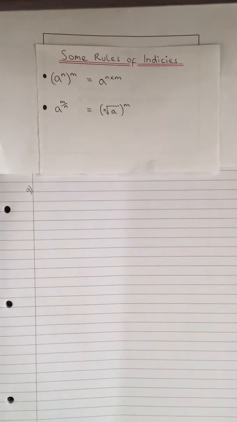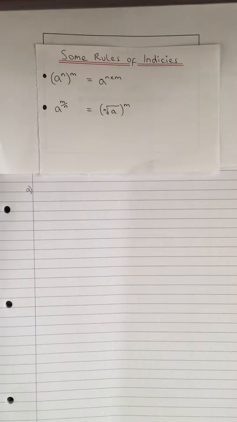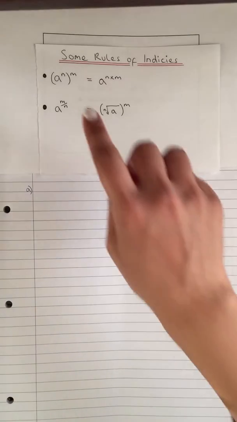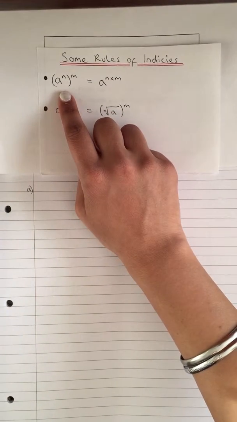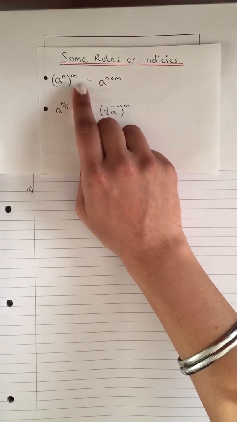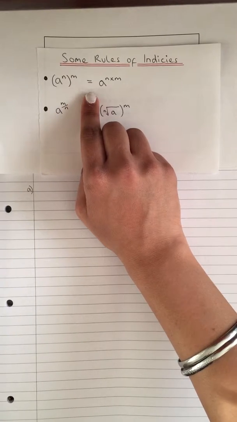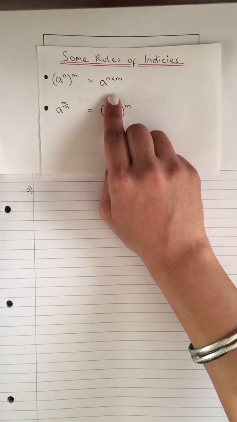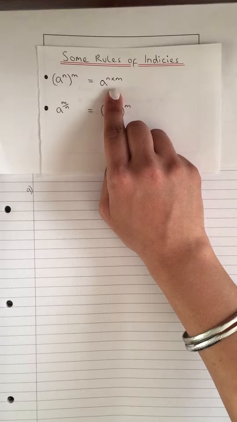Hi everyone, so before I jump straight into the question, let's just have a look at some rules of indices we will need to apply to answer the question. The first rule is a to the power of n in brackets to the power of m, and this is equal to a to the power of n multiplied by m.